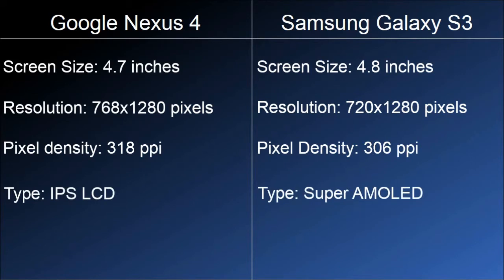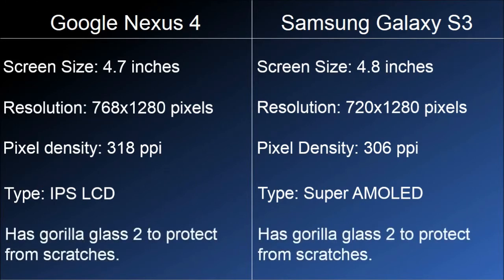The screen type is different on both of them. On the Google Nexus 4 you have an IPS LCD display, and on the Samsung Galaxy S3 you have a Super AMOLED display. Both screens have Gorilla Glass 2 to protect the screen from receiving any possible scratches. I know personally my last two phones have had Gorilla Glass 2. Neither of them have got a single scratch on the screen, so it is a very good scratch resistant screen on both of them.